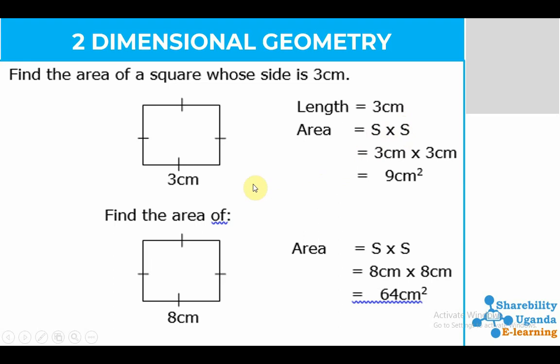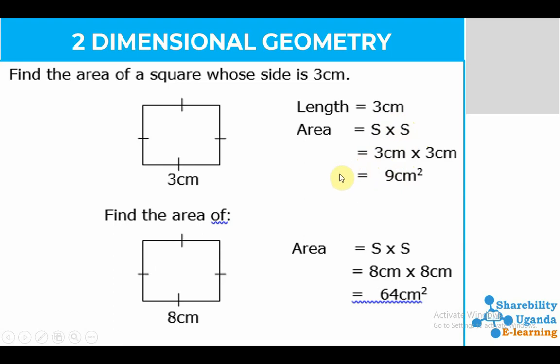So when you are given the length as 3, they can only give you one side. But remember, when they have marked and said these sides are of equal size, you should know that the length which has been given here is the same as the width which has been given here. So that's why here they were able to multiply 3 centimeters times 3 centimeters, following our formula, which is side times side. So here they were able to come up with 9.